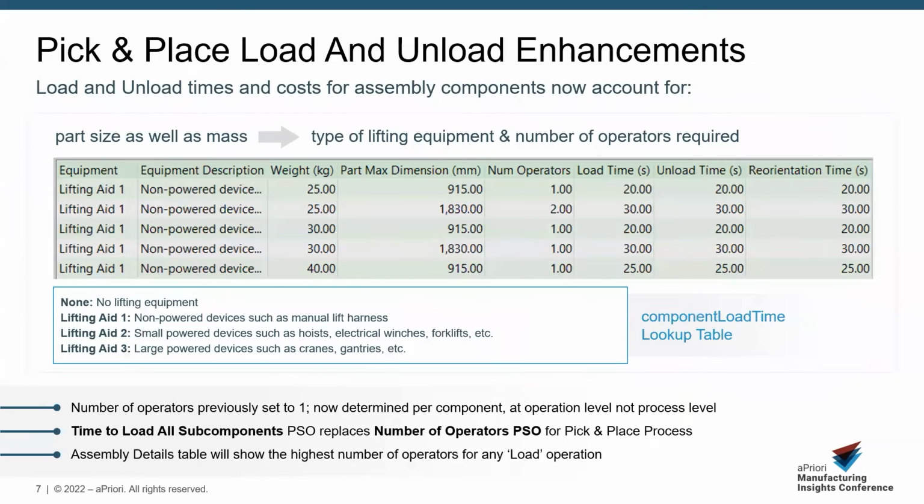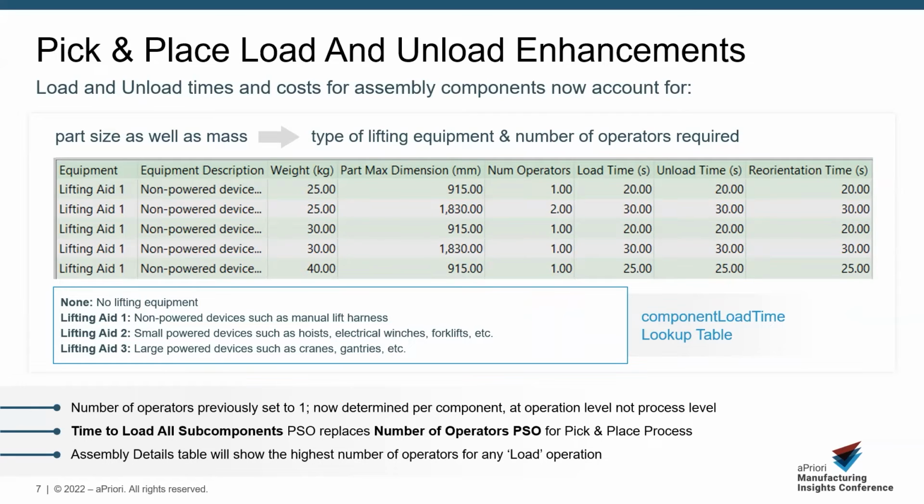Okay, next up are some more general logic updates. So we've updated the component load time lookup table in the assembly process group to now hold information on the size of a part as well as its weight, whereas previously we just considered the weight of the part. We will also now differ the number of operators that are being used to load parts based on their size and their weight. So a relatively small but heavy part might get 2 operators, as will something like a large flat panel, which maybe isn't necessarily that heavy, but still requires more than 1 person to lift it.